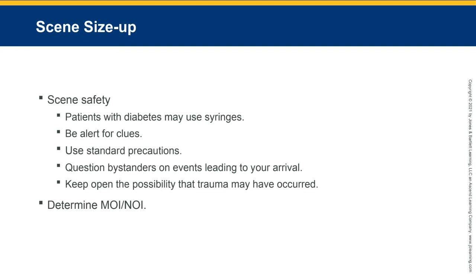Let's look at the patient assessment approach for these patients. So complete your scene size up, ensure your scene is safe. Patients with diabetes may use syringes, so be careful how you navigate their environment. Be alert for clues. Use appropriate standard precautions for yourself and your partners. Question bystanders on events leading up to your arrival. Keep open the possibility that trauma may have occurred. Determine the MOI and NOI as necessary.